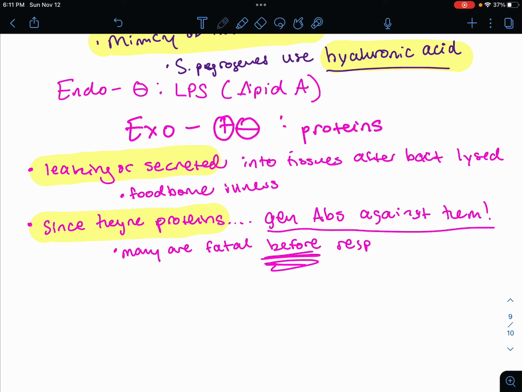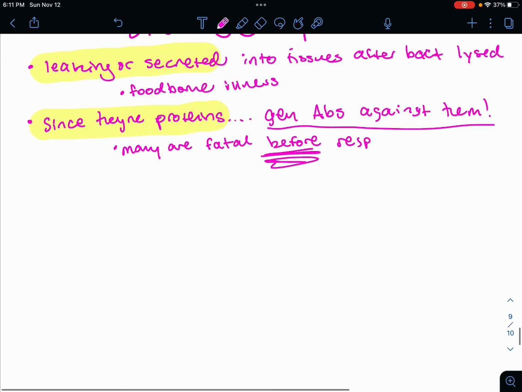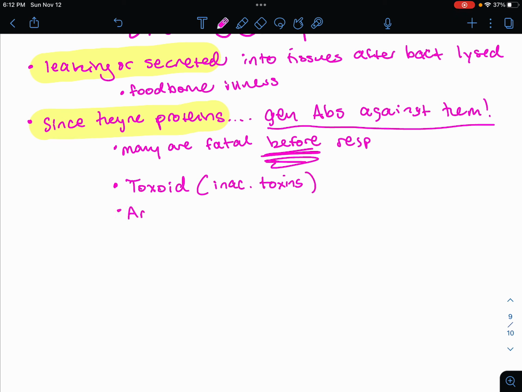So vaccines are going to be critical. We're going to use toxoids, inactivated toxins in the vaccine, or an antitoxin, which is the neutralizing antibodies. Should also mention it's a serum.